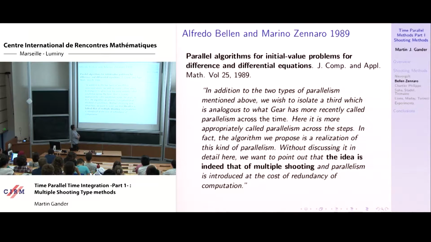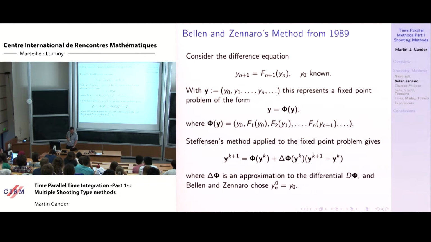Without discussing it in detail here, we want to point out that the idea is indeed that of multiple shooting, and parallelism is introduced at the cost of redundancy of computation. We've also heard redundancy this morning. It might be worthwhile to do more calculations than necessary to save communication, for example. So here is the term multiple shooting, and this is the key ingredient of these methods. And in Nievergelt's paper, multiple shooting was not developed yet. He did not have a means to use multiple shooting. It did not exist yet.